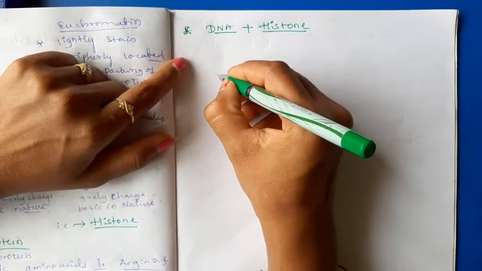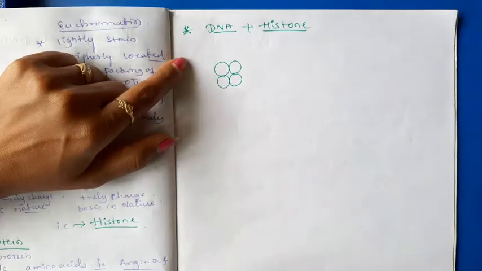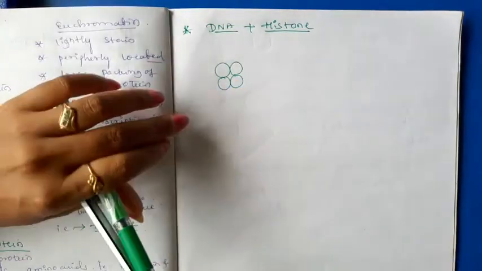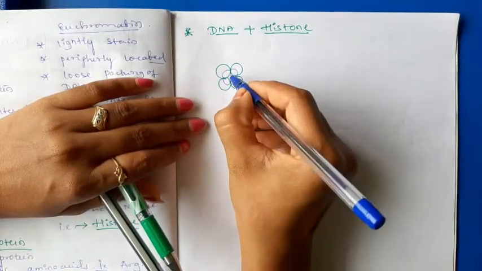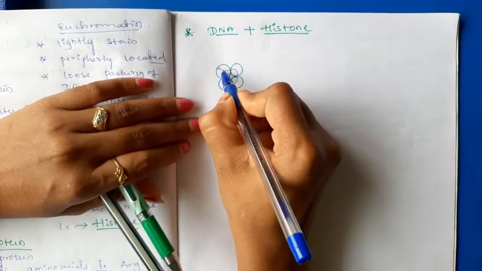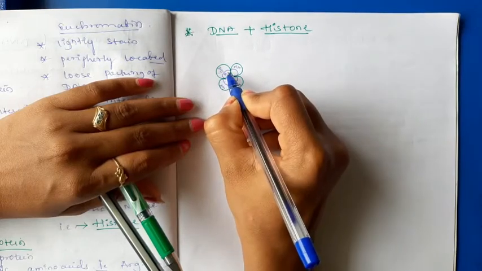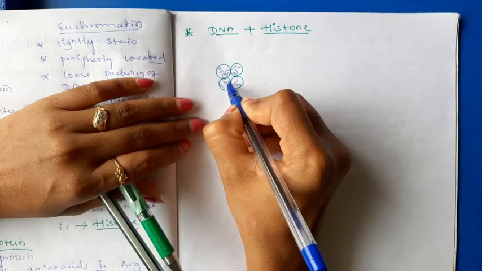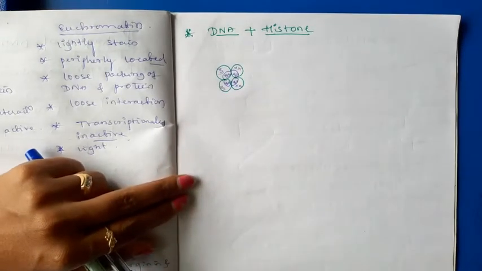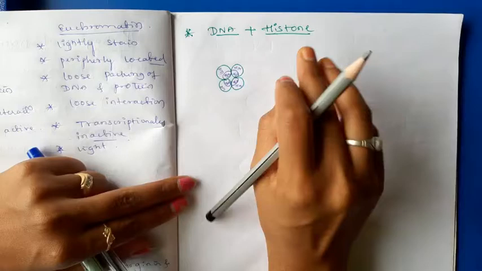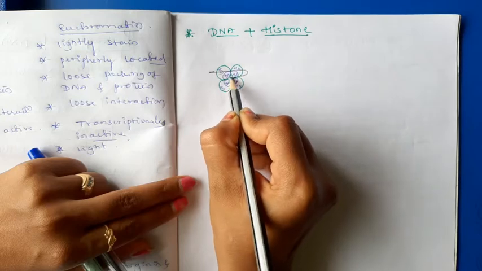Here again I am going to draw the histone protein. These are the 4 subunits, these are the another 4 subunits. H3, H4, H3, H4, H2A, H2B, H2A, H2B. This is the structure of histone protein. Always DNA is coiled around the histone protein.